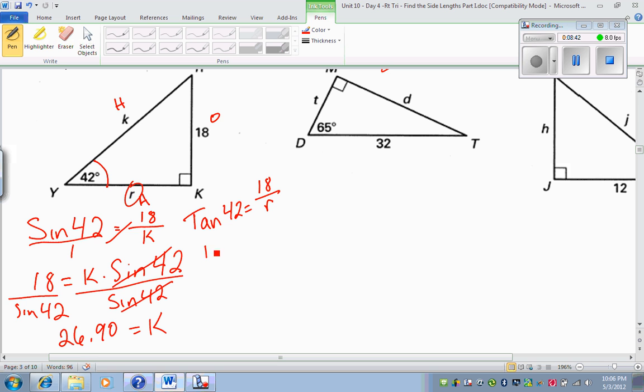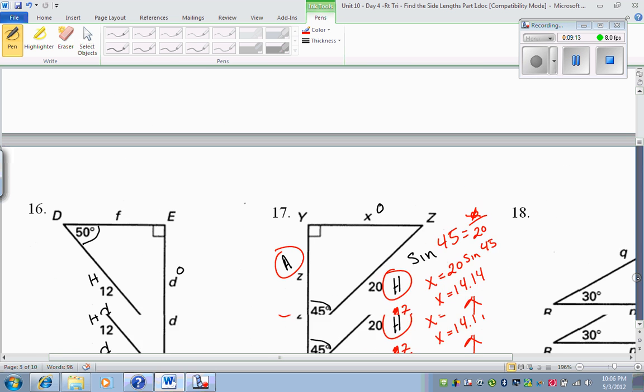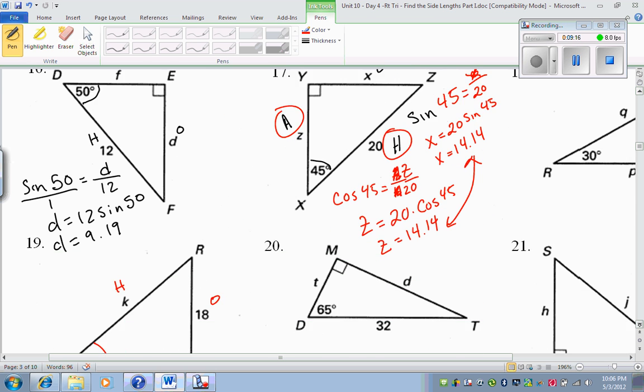We'll cross multiply again. We'll get 18 equals r times tangent 42 degrees. Divide both sides by tangent 42 degrees. And I get r equal to 18 divided by tangent 42. 19.99. All right, so we're going to do 20 now.